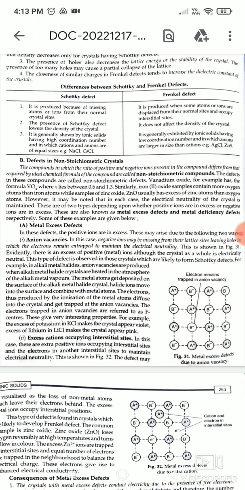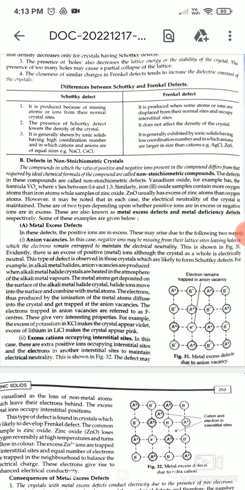This type of defect is observed in those crystals which are likely to form Schottky defects. For example, in alkali metal halides, anion vacancies are produced when alkali metal halide crystals are heated in the atmosphere of the alkali metal vapors. The metal atoms get deposited on the surface of the alkali metal halide crystal. Halide ions move to the surface and combine with metal atoms. The electrons thus produced by the ionization of the metal atoms diffuse into the crystal and get trapped at the anion vacancies. The electrons trapped in anion vacancies are referred to as F centers.